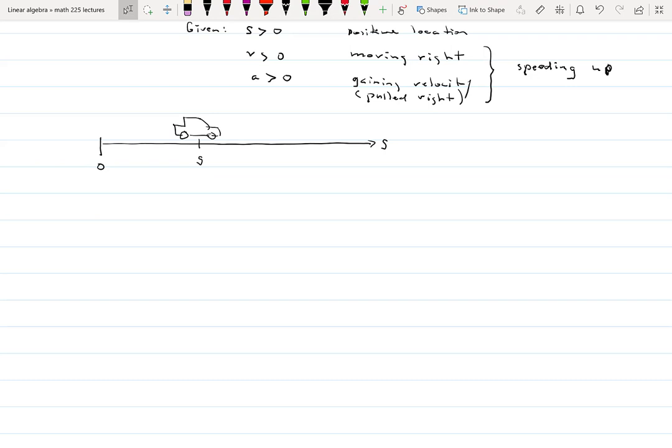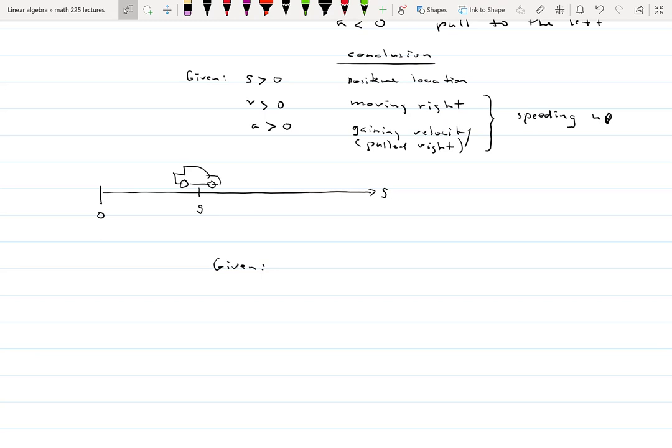Okay, so here's our next situation. S greater than zero means I'm located in a positive direction. V greater than zero means I'm moving to the right. A greater than zero means I'm pulled to the right. So if I'm moving to the right and I'm pulled to the right, I'm going to speed up. So given now, S is greater than zero, V is greater than zero, and A is less than zero.